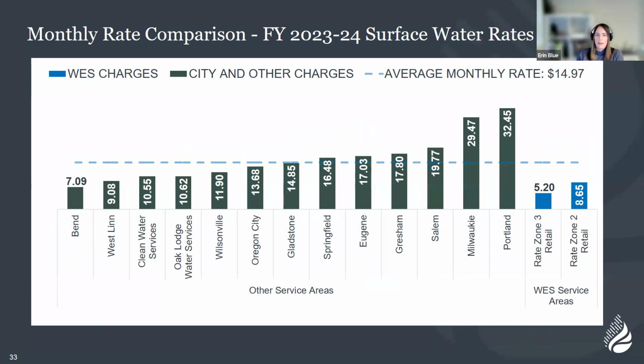On the surface water side, again, Portland and Milwaukee are a little bit of outliers here. If we took those out, it would bring the average down to $12.52 per month. And Wes's rates are quite a bit below the average. We do have 5% increases planned to fund the capital investment in Wes's storm system master plan that was completed last year, as well as operating cost increases that are really driving the rates for stormwater. Next slide, please.